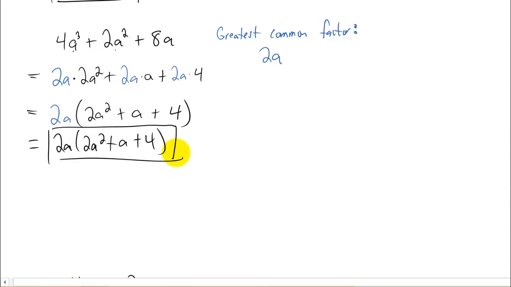Now, when you do a whole bunch of these problems and you get pretty good at it, you typically don't have to write in this step right here. A lot of times what people will do is they'll jump from their expression, they'll recognize the greatest common factor, they'll pull that 2a out of the parentheses, and they'll write in the parentheses what would be left. For now, it's a good idea to write it out with this step.